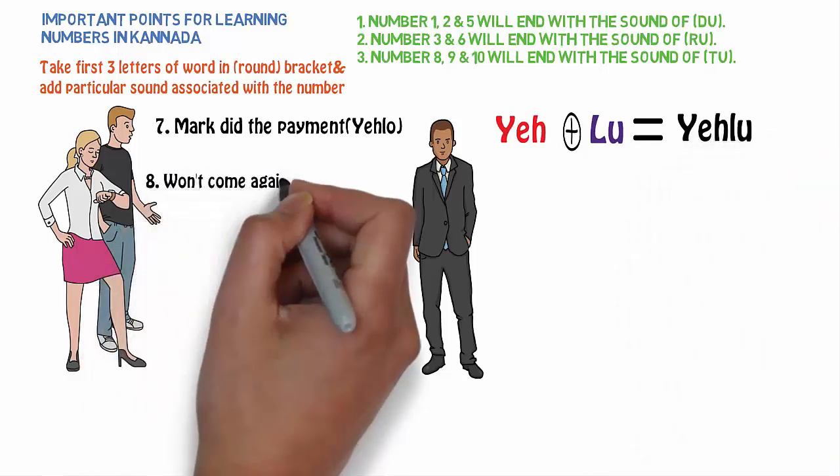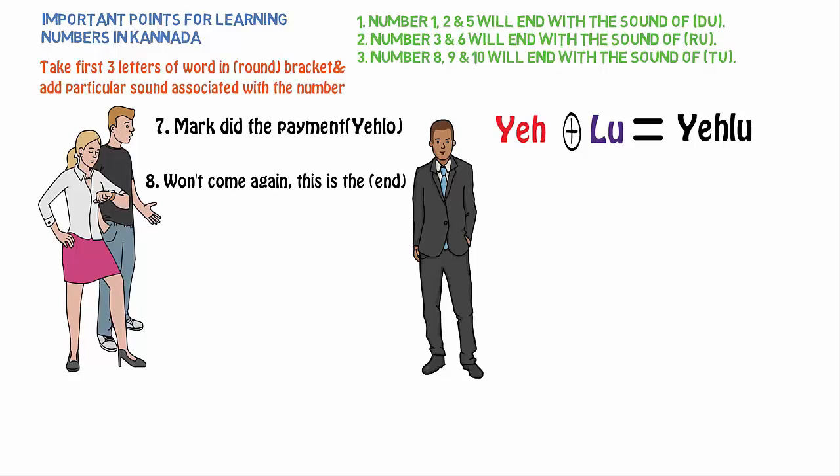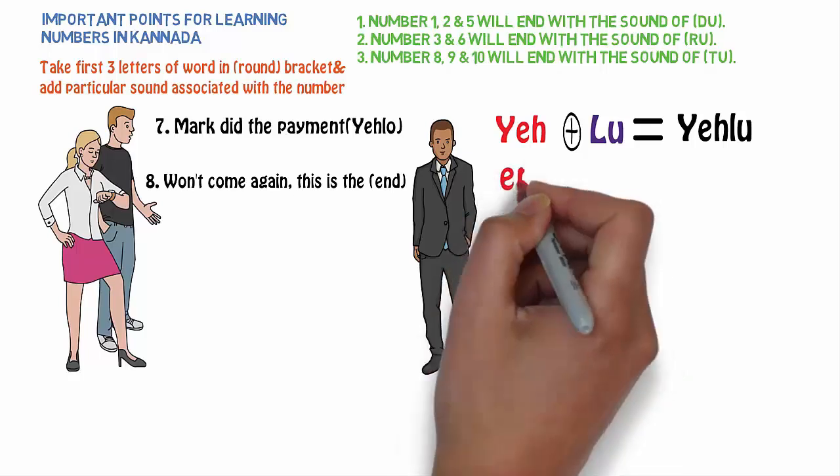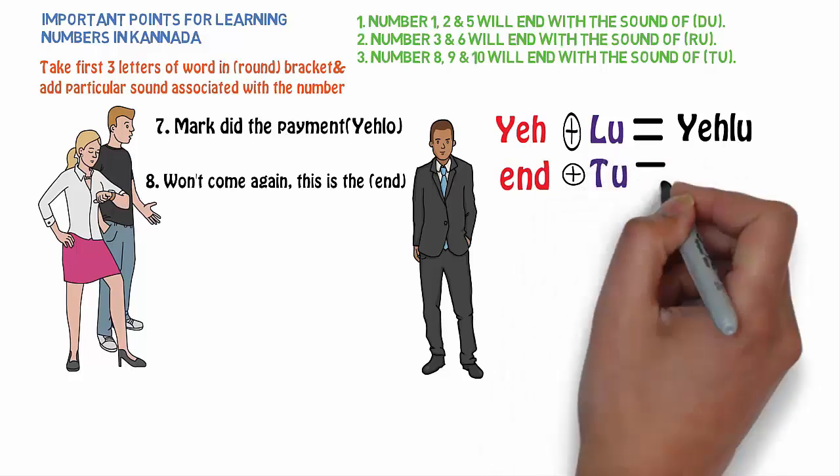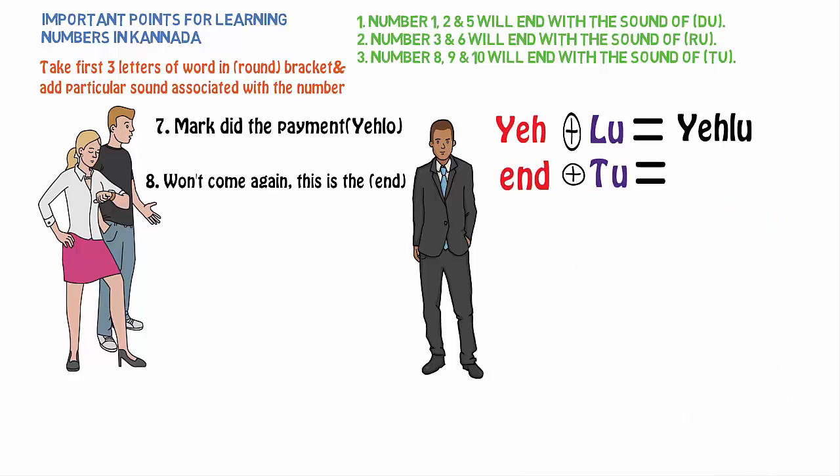Now after doing the payment, Mark said this is the end, I won't be coming over here again. So the keyword we have over here is END. We'll take 3 letters and then we'll add the kind of sound associated with number 8, which is TU. 8, 9 and 10 produce a sound of TU. So if we add END and TU, it will be Entu, which is number 8 in Kannada. Now coming to number 10, we'll be coming to number 9 also. We will be skipping it for a moment.